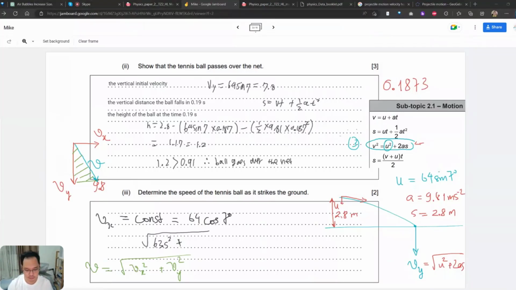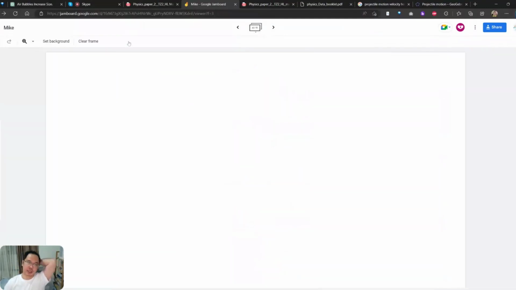So calculate that vertical velocity first. Use the third equation here, calculate the vertical velocity. There's another way. Let me try to explain that second way, and I think that will be easier than the first way. You can use the conservation of energy.